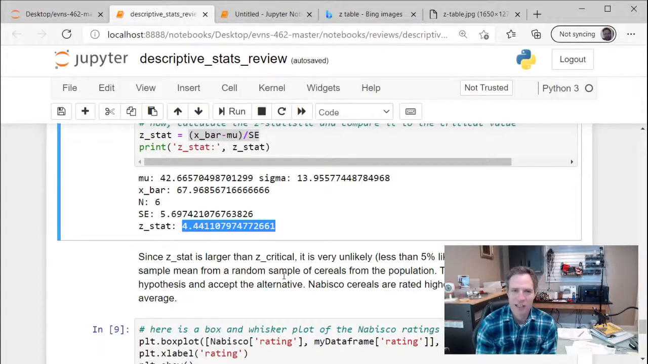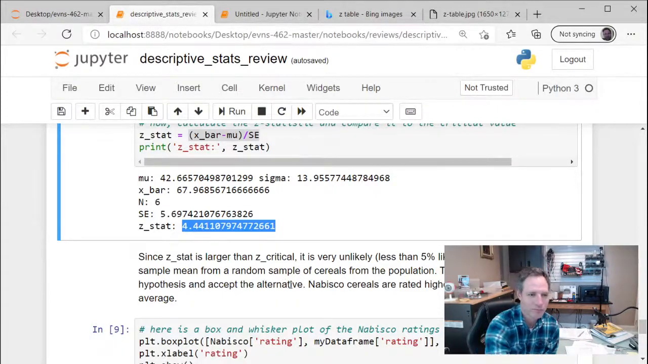All right, it's very unlikely that this difference that we're seeing between 67.968 and 42.665 is just due to random chance. So therefore, we reject the null hypothesis and accept the alternative, that this difference we're seeing is real. So we reject the null that Nabisco cereals are as good as all the rest and accept the alternative. Moreover, we can add a little bit of interpretation. Our z-score is positive, so that means that Nabisco cereals are not only different than the population when it comes to quality score, they're better than the population.